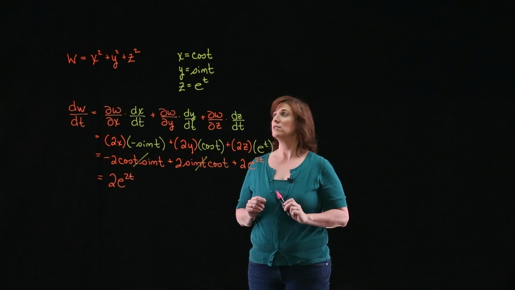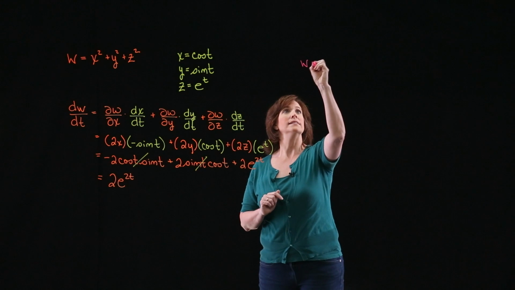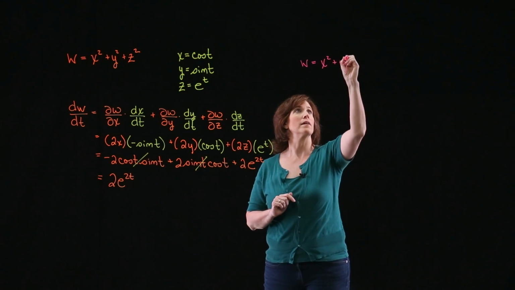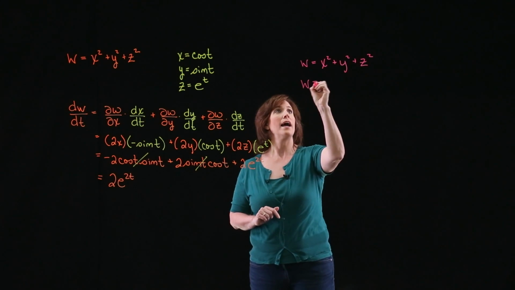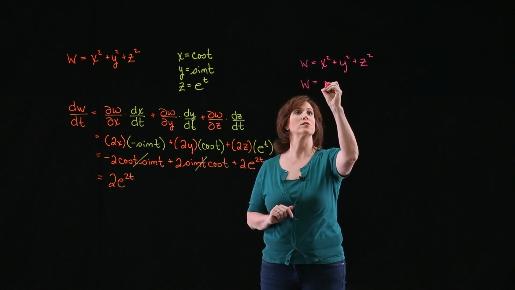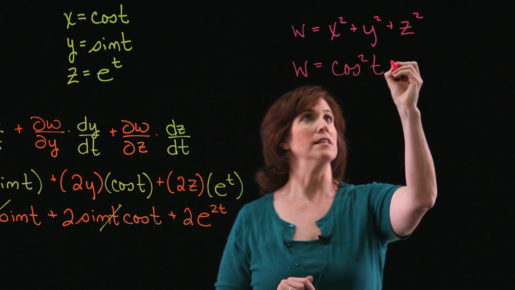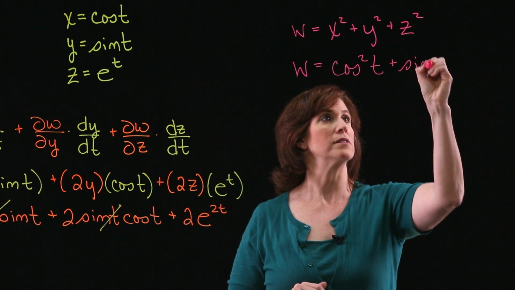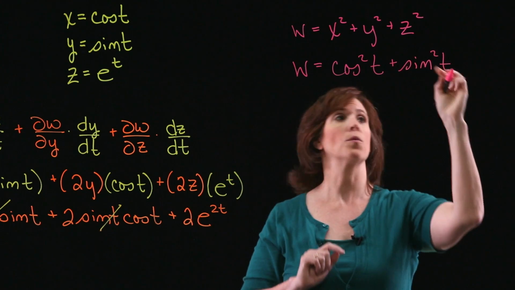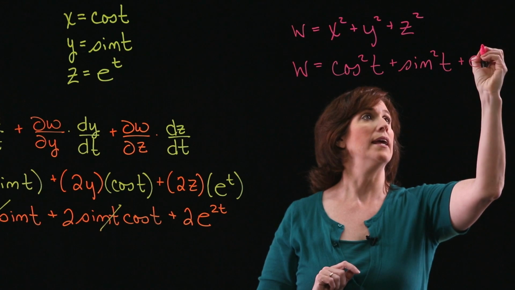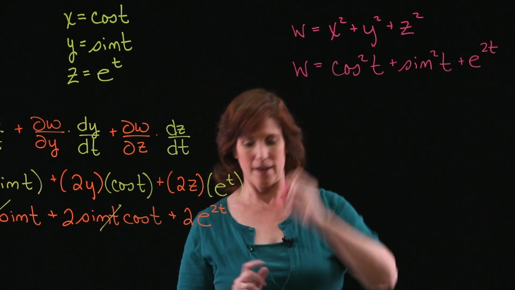The next thing we're going to do is convert w, which is x squared plus y squared plus z squared, into a function with only t's. So I know that x is cosine t, so x squared will be cosine squared t. I know that y is sine t, so y squared will be sine squared t. And I know that z is e to the t, so z squared will be e to the 2t power.